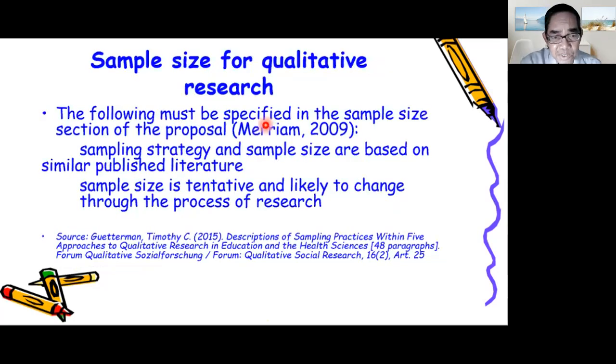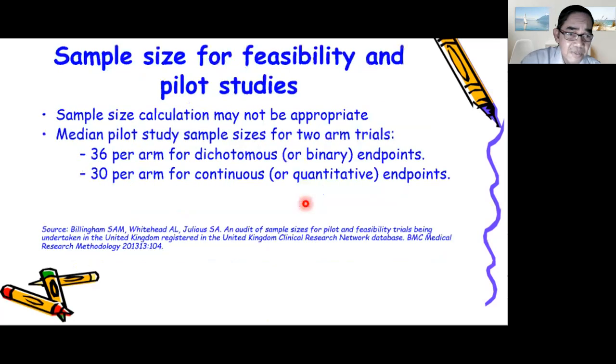The following must be specified in the sample size section of the proposal for qualitative research: sampling strategy and sample size. If you want to calculate the sample size, it is based on similar published literature. And sample size is tentative and is likely to change through the process of research, as I said, for qualitative research.